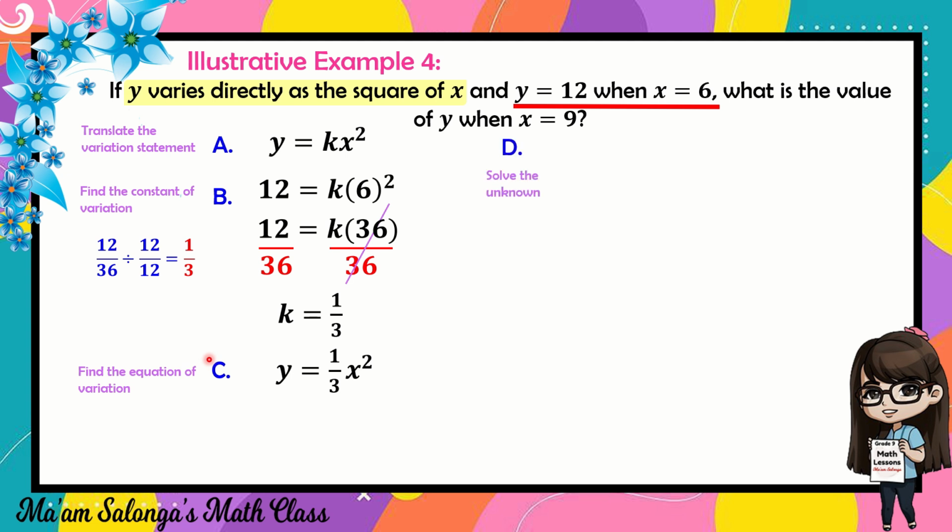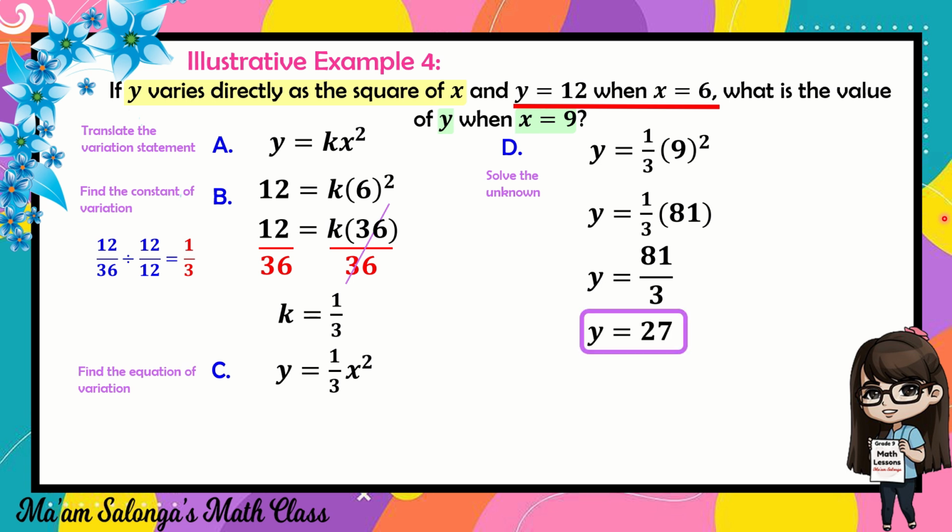And to find the unknown, ano ba ang unknown na hinahanap natin dito? What is the value of y when x is 9? So let's just substitute. Using the equation of variation, we have y equals 1/3 times 9 squared. 9 squared is 81. And 81 over 3 is 27. Therefore, in this given problem, y is equal to 27 when x is 9. Is it clear? Did you understand?